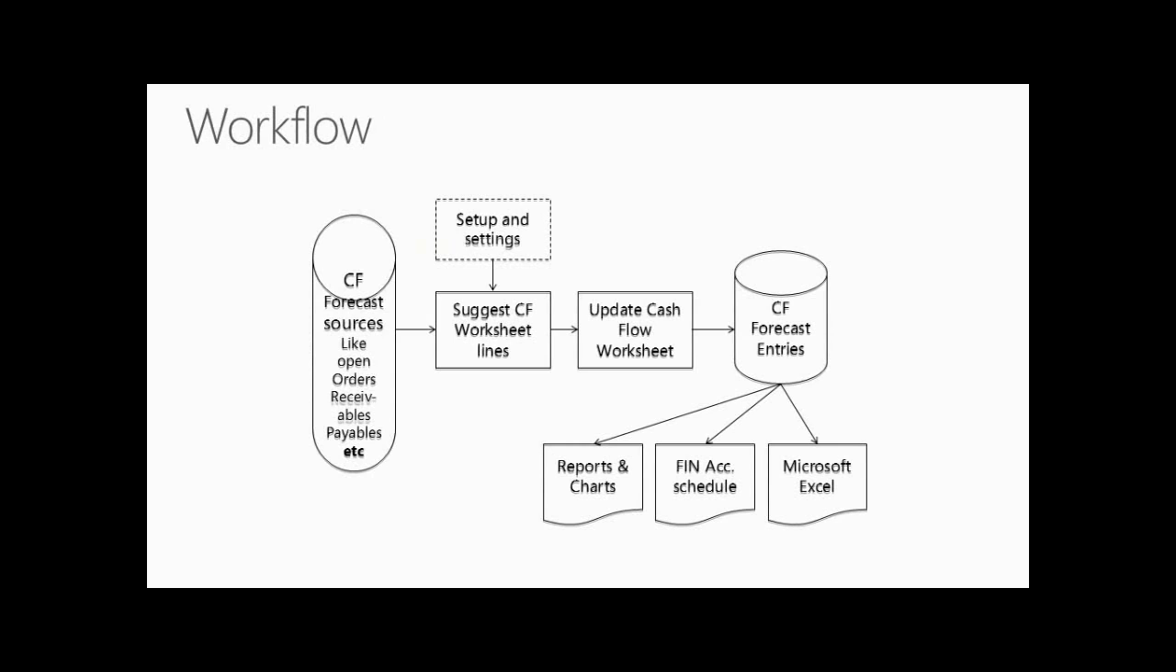Let's take a look at this workflow diagram. You use different sources and different setup options, and by running the Suggest Worksheet Lines batch, you will get lines created in the worksheet. You can then add and modify or delete information, and then you can register the lines and create cash flow forecast entries. And you can look at these entries by using different reporting and analysis features.